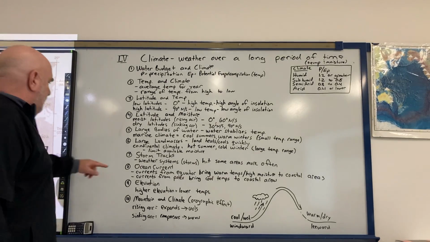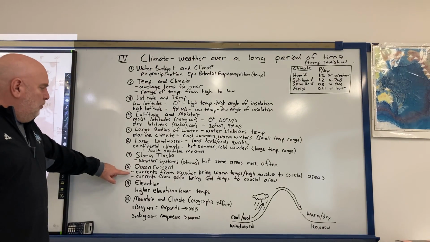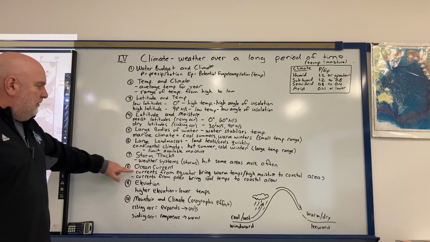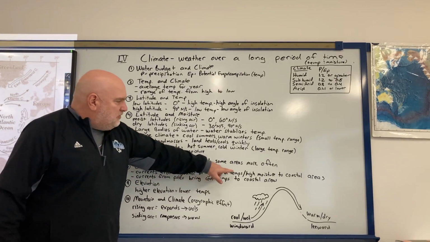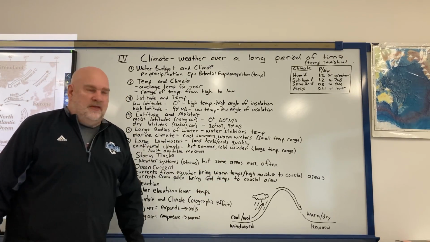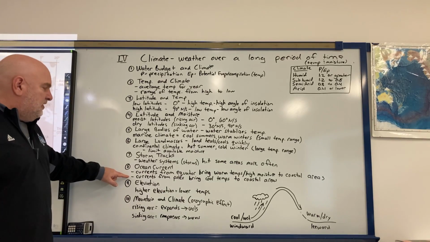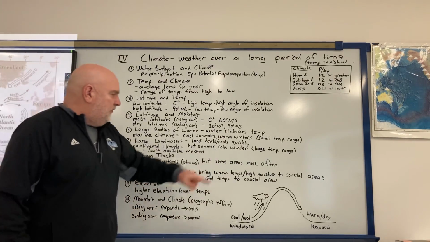All right, ocean currents. If ocean water is coming from the equator, it brings warmer temperatures and higher moisture contents if you live by the ocean. If the ocean currents are coming from the poles, it's going to bring cooler temps to coastal areas.